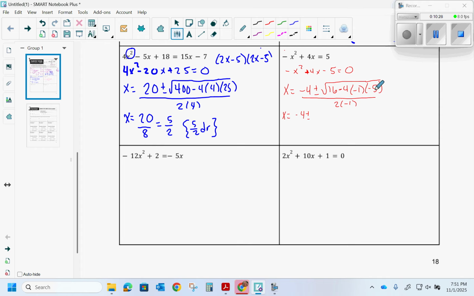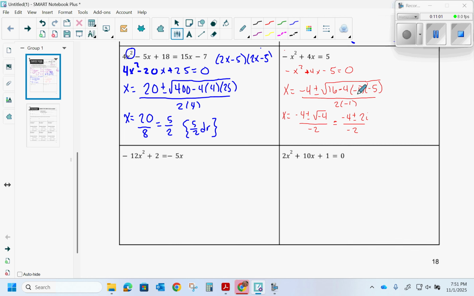All right, -5 times -1 is +5. +5 times 4 is 20. So 16 minus 20 is -4. All right, so we have to simplify this. We have a nice little perfect square underneath that radical, but it is imaginary. You've got to pull out an i. So this equals -4 plus or minus 2i over -2.